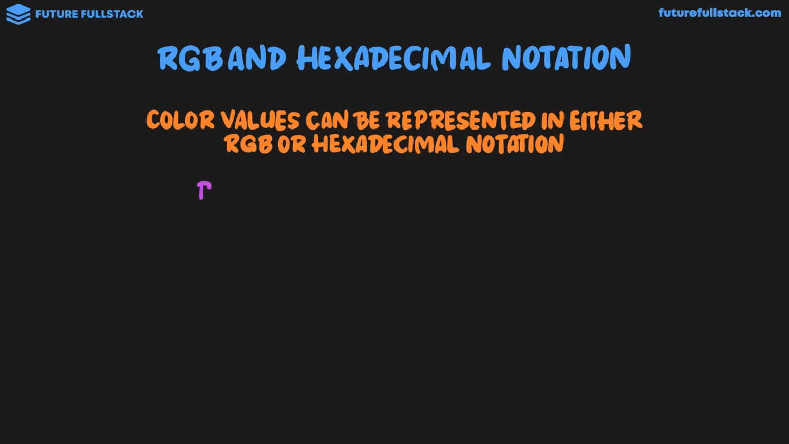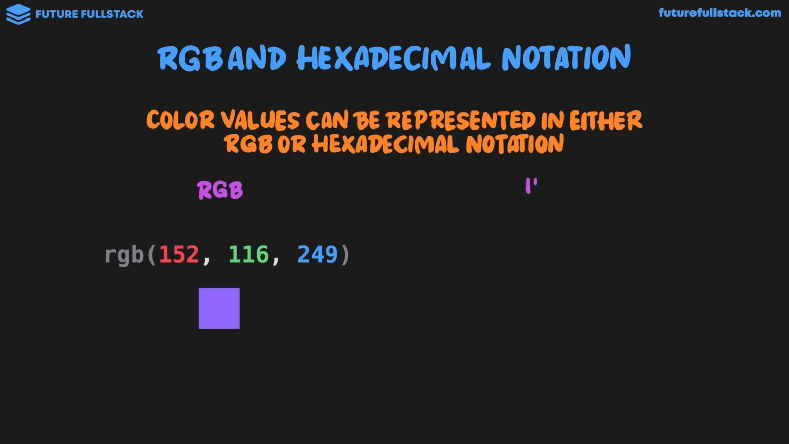So let's first look at RGB. In CSS, we'd represent an RGB value like this. We'd write RGB, and then inside the brackets, we'd have each value comma separated. The red value first, then the green, then the blue. This RGB value would produce this purple color.